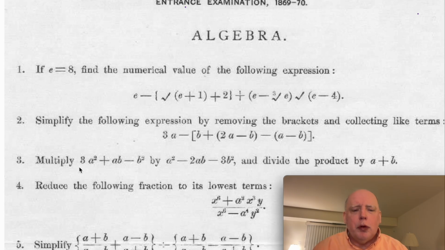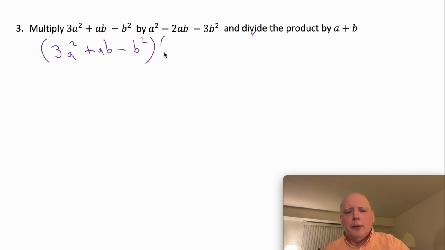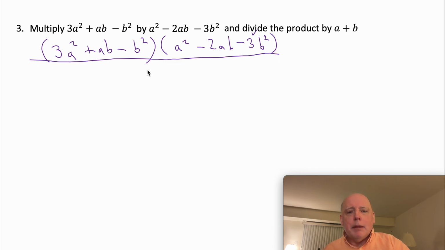So this next one is multiply 3a squared plus ab minus b squared by a squared minus 2ab minus 3b squared, and divide the product by a plus b. So let's write this out. Okay, so let's write this as a fraction. 3a squared plus ab minus b squared times a squared minus 2ab minus 3b squared, and we're going to divide all that by a plus b.